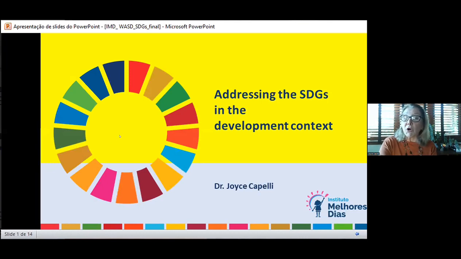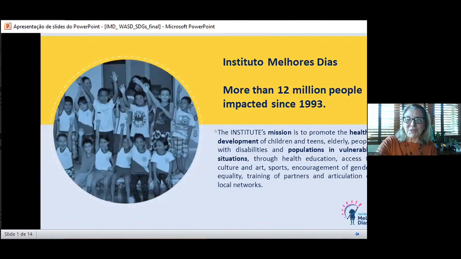So we work in all states of the country. And the work we do is closely related to the 17 SDGs. And today I'm going to address just some of them because it'd be too long to speak of all of them, but also because they are interrelated, they are intertwined, as we people are in one planet, in one world.